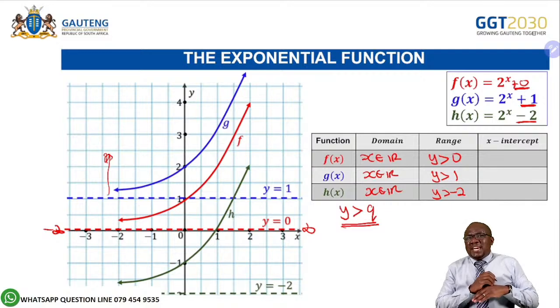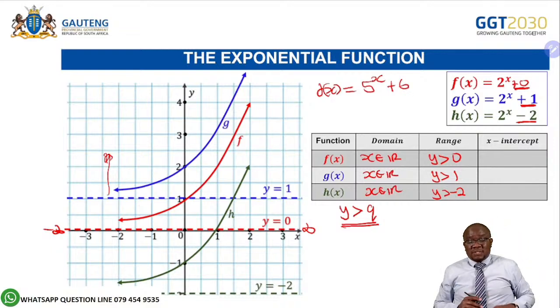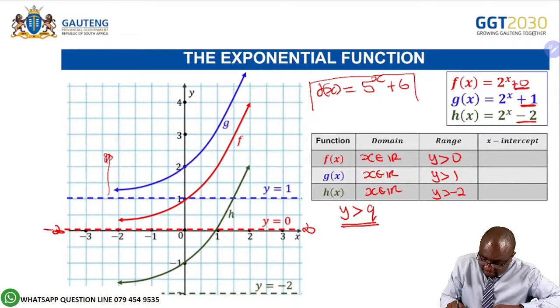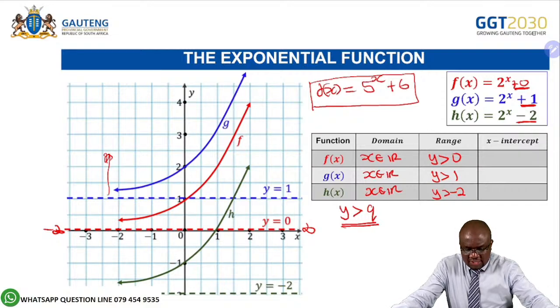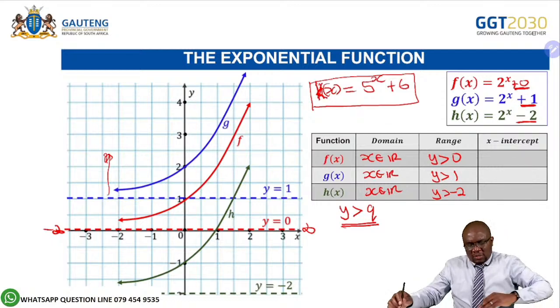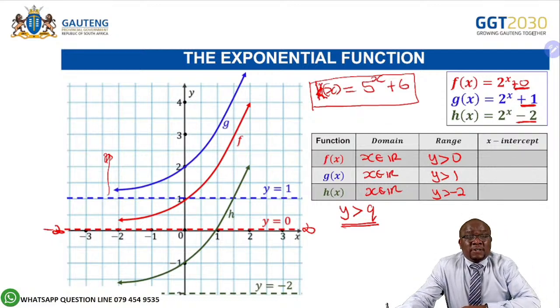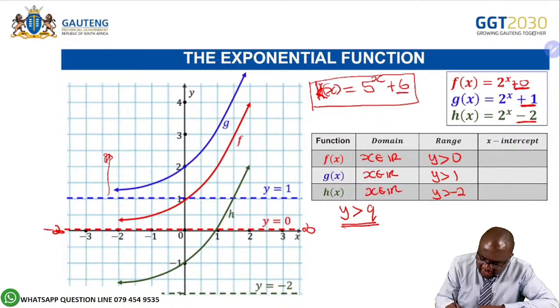If I give you any equation, say f of x is equal to 5 to the power x plus 6, I can ask you questions from here. Can you answer this? You can raise your hand and give the answers. Let me call it k of x, because we have f of x. What is the equation of the asymptote for k of x? y is equal to 6.